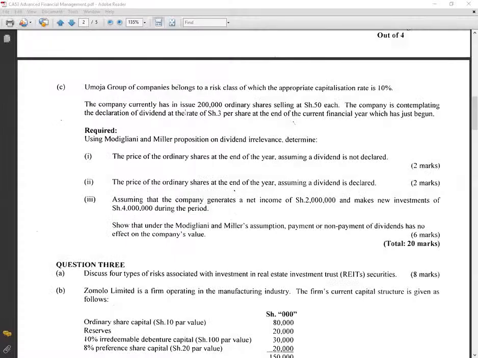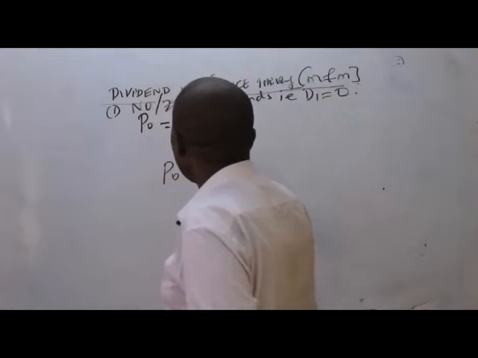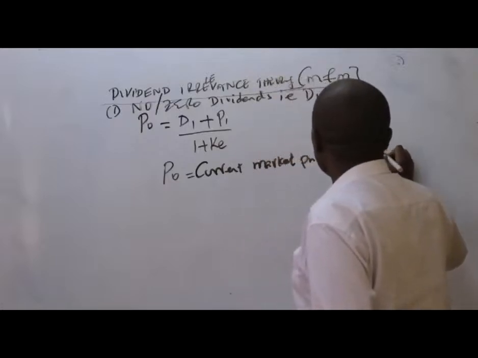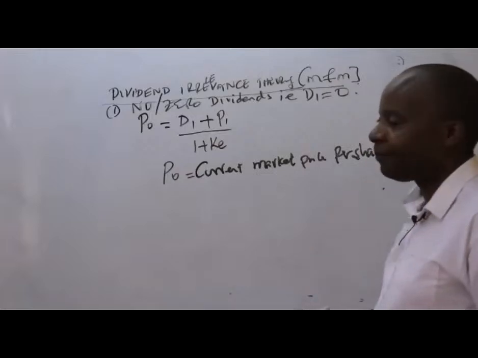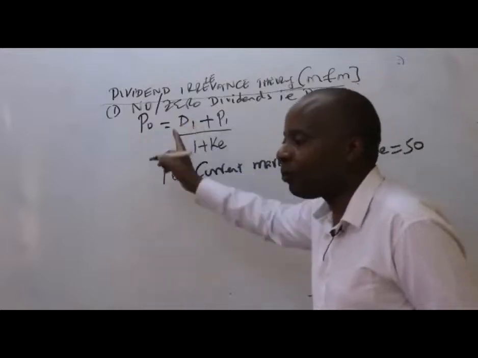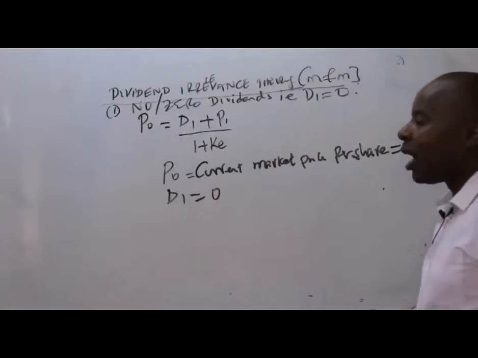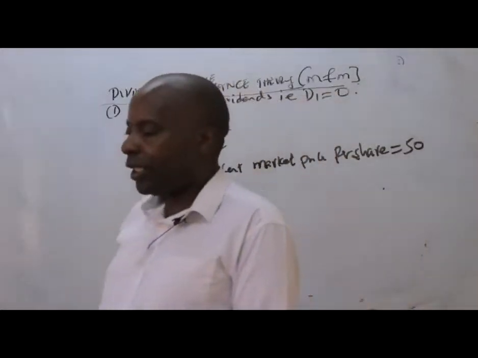They have told me the company currently has in issue 200,000 ordinary shares selling at, they're currently selling at, remember P0 is the current market price per share, which in this case they are telling us is 50. So if we go with the first policy of not paying dividends, then D1, don't get confused there, D1 will be 0. How about P1? P1, ladies and gentlemen, is what they want us to look for.